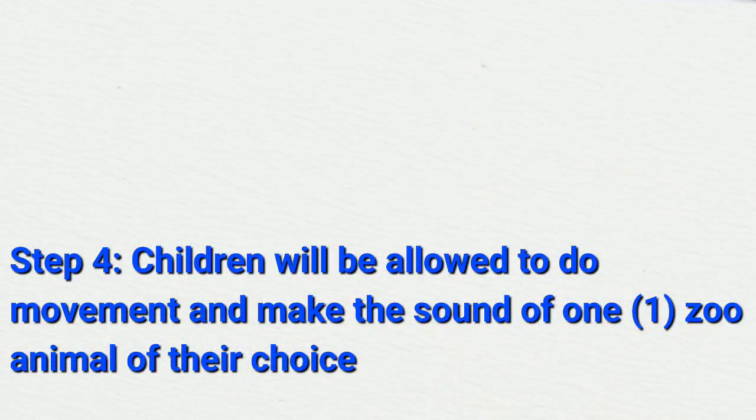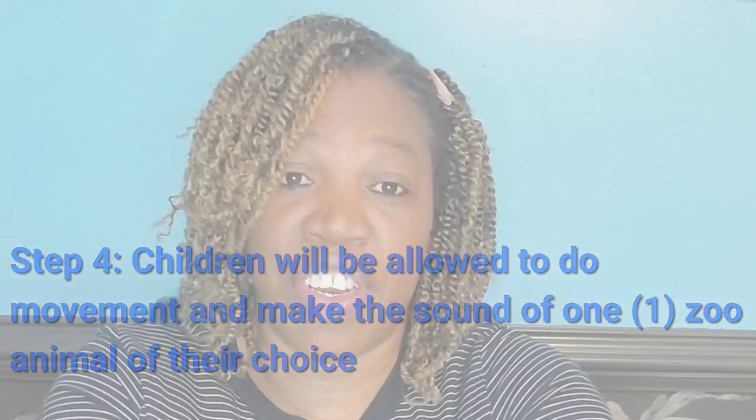Step number 4, children will be allowed to do movement and make the sound of 1 zoo animal of their choice. Don't forget to praise them, to encourage them while they are participating during the activity plan. Now let's look at the assessment based on the development of this activity. The assessment is children will touch and name 2 zoo animals on the chart.